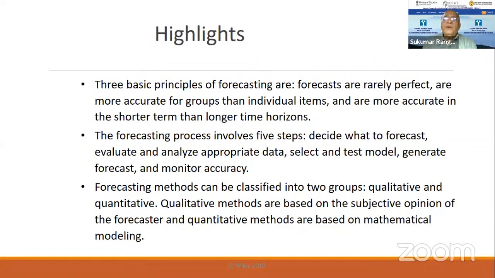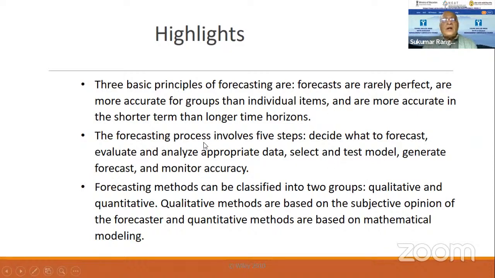The three basic principles of forecasting are: forecasts are rarely perfect, obviously, that is why it's called a forecast; forecasts are more accurate for groups than individual items. And usually what happens is you can forecast approximately at the gross level, but when it comes to individual levels, you may have to constantly keep changing your operations to deliver different types of goods and services as and when it is needed. And forecasts are more accurate in the shorter term than longer time horizons.